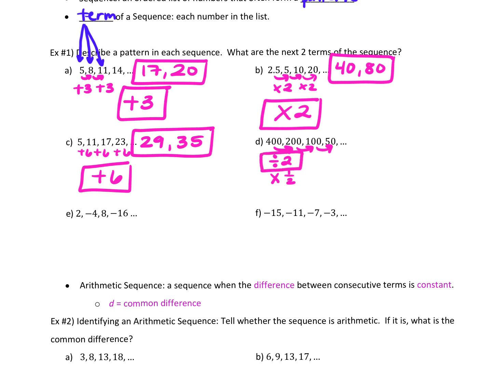So here's your pattern. 50 divided by 2 is 25. 25 divided by 2 is? 12.5.